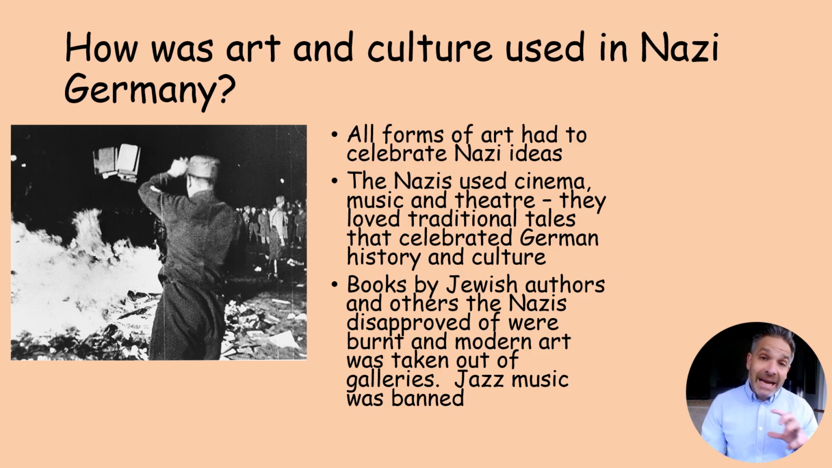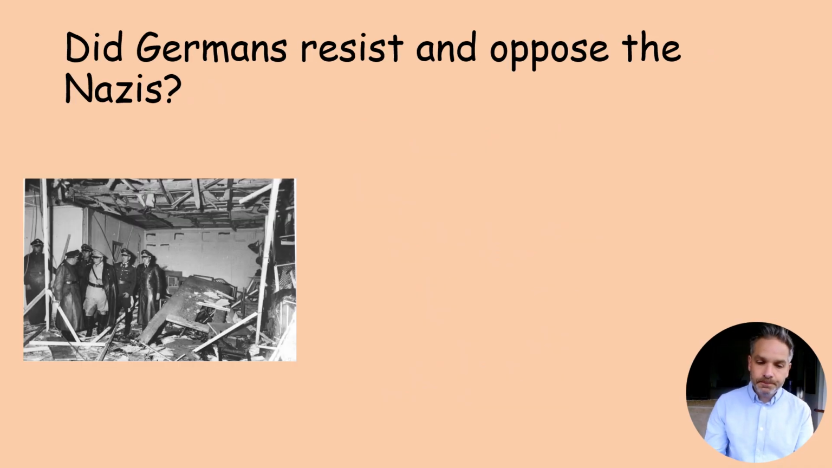There was also a banning of any books considered un-German, so books by Jewish authors, for example. Modern art, called degenerate, which had flourished in the 1920s in Germany, was taken down out of the galleries. Music that was considered un-German, like jazz, was banned. So everything in terms of art and culture also was used to promote Nazi ideals.